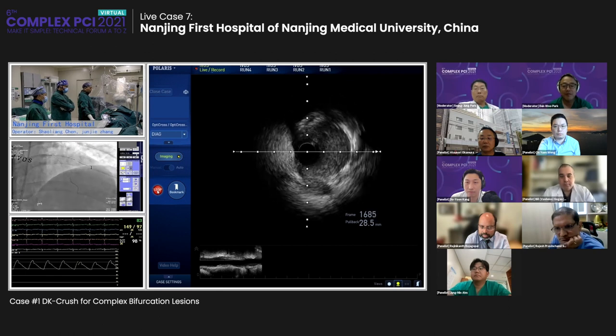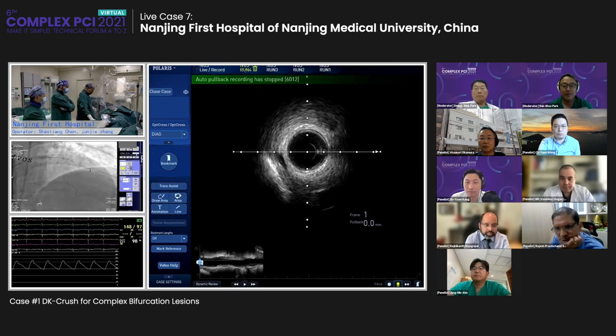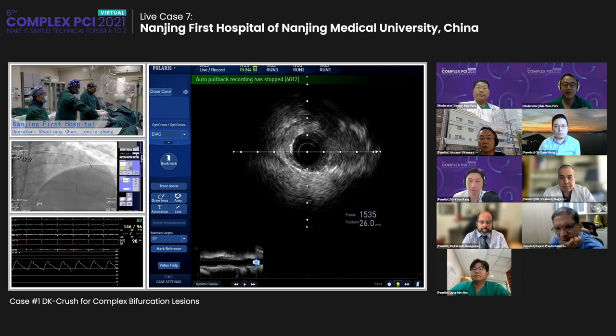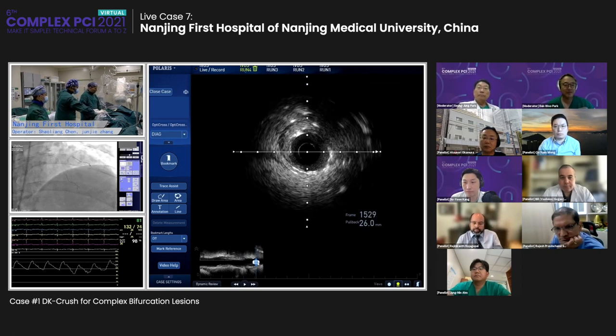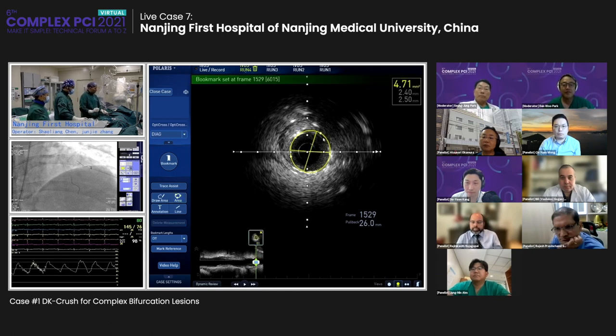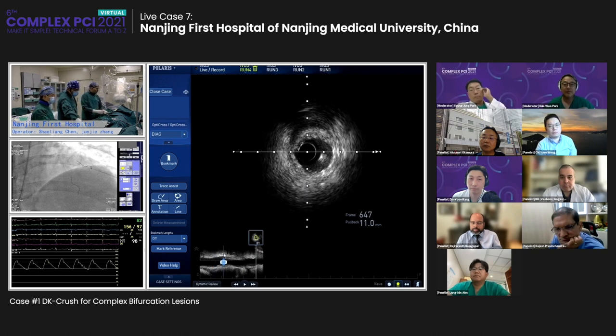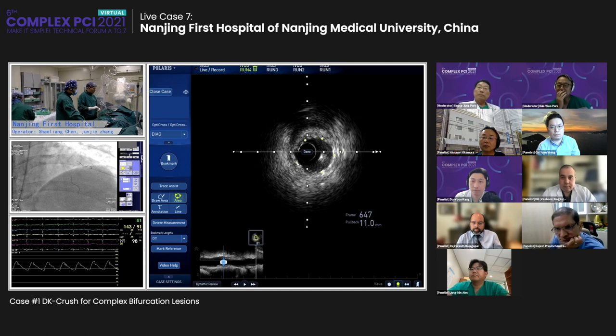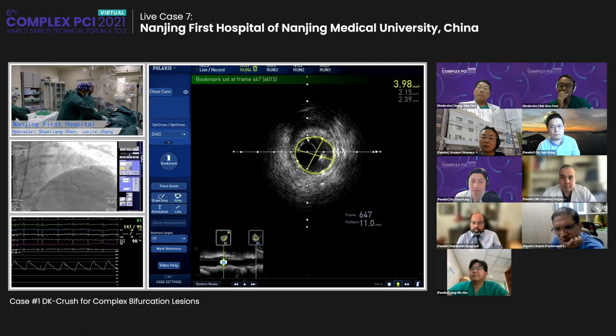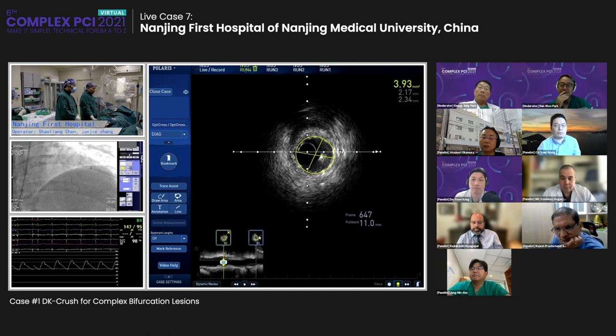Okay. Xiaopan, carefully show us the IVUS imaging for the diagonal. I think it's not good enough. The possible stent area is 4.71. Okay, so it means we need to do one more kissing balloon inflation. The distal stent area is 3.8. So the diagonal stent was not fully expanded.